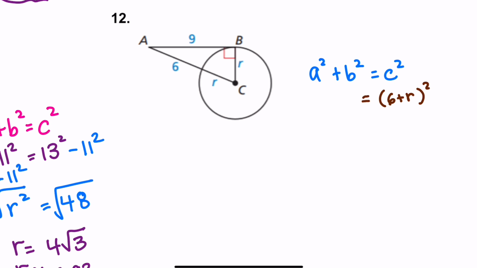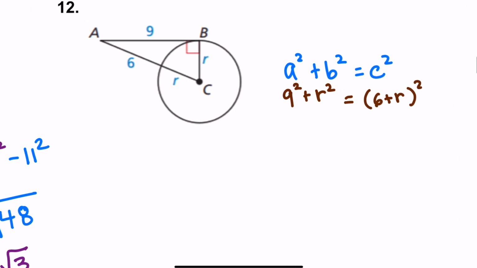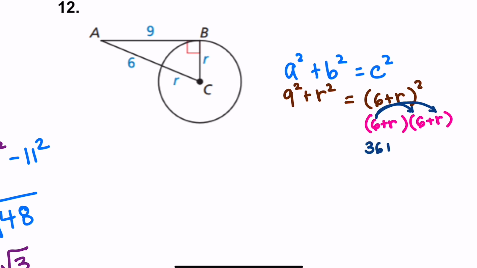Now we have our other two legs, 9 and r, and they are not nearly as problematic. 9 squared plus r squared. Now we have this 6 plus r squared. Anytime you're squaring something, you're multiplying it by itself. So we have 6 plus r times 6 plus r. And we are going to FOIL that. We take our first, 6 times 6 is 36. 6 times r is a plus 6r. And that's first and outside.